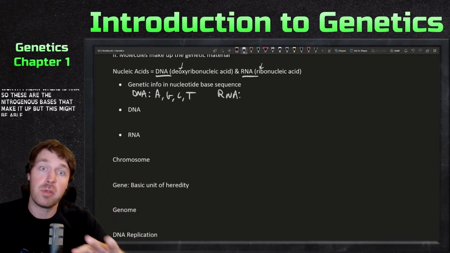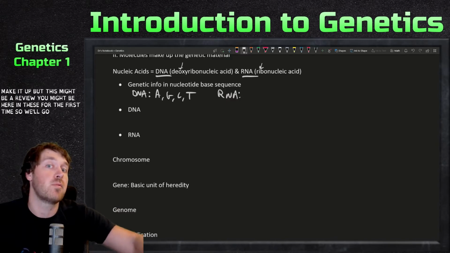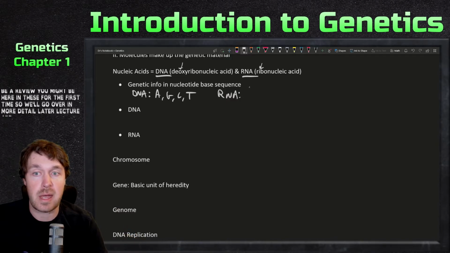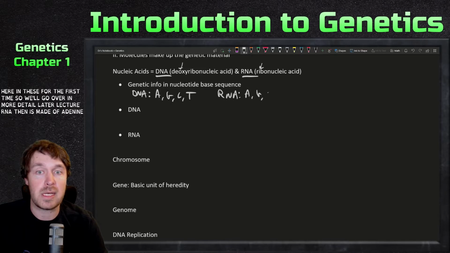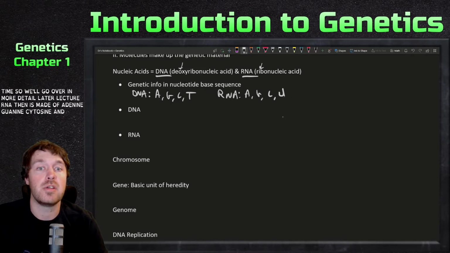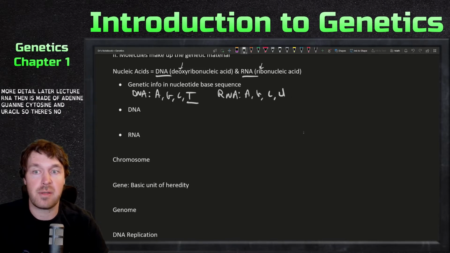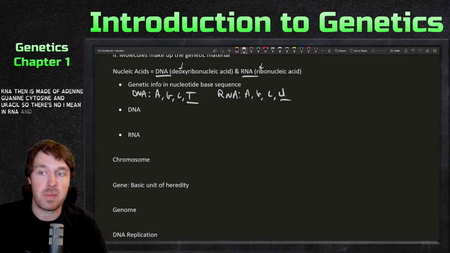This might be a review. You might be hearing these for the first time, so we'll go over it in more detail in a later lecture. RNA then is made up of adenine, guanine, cytosine, and uracil. So there's no thymine in RNA, and that's one major difference.